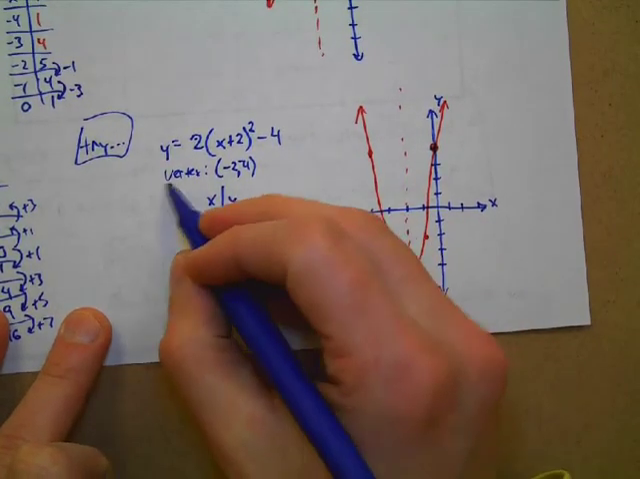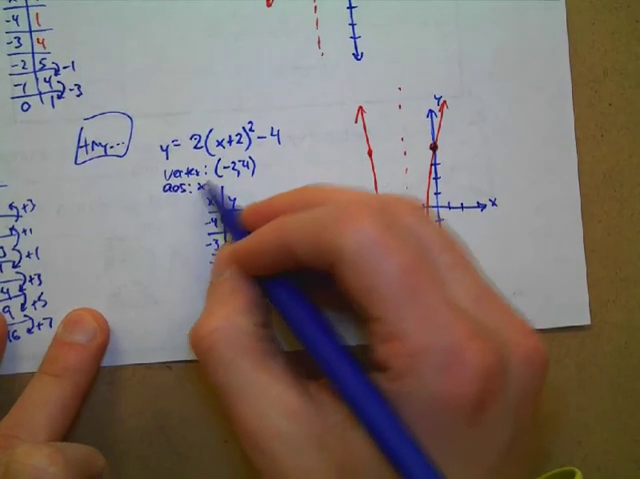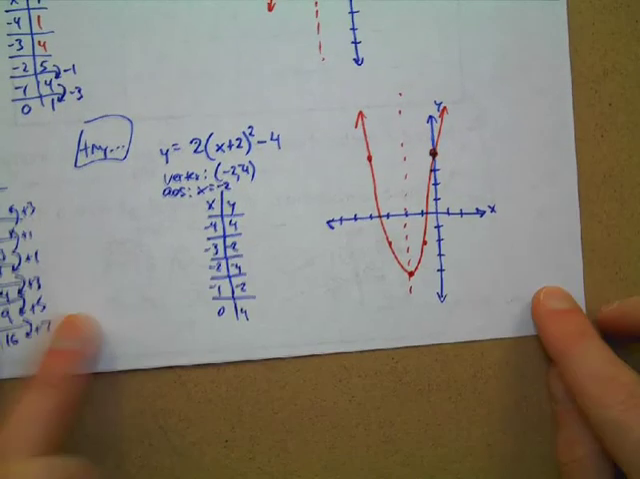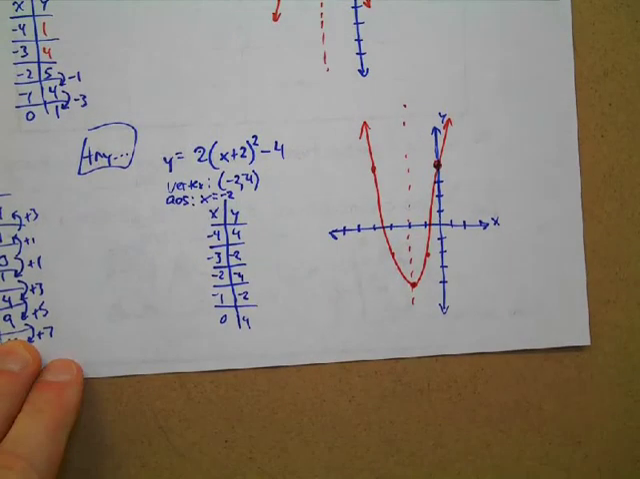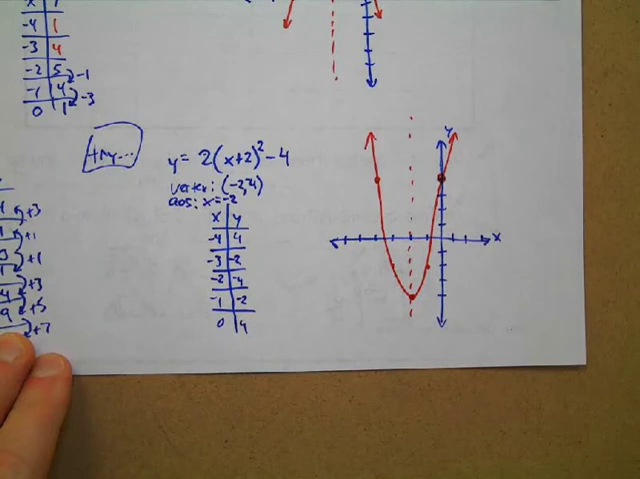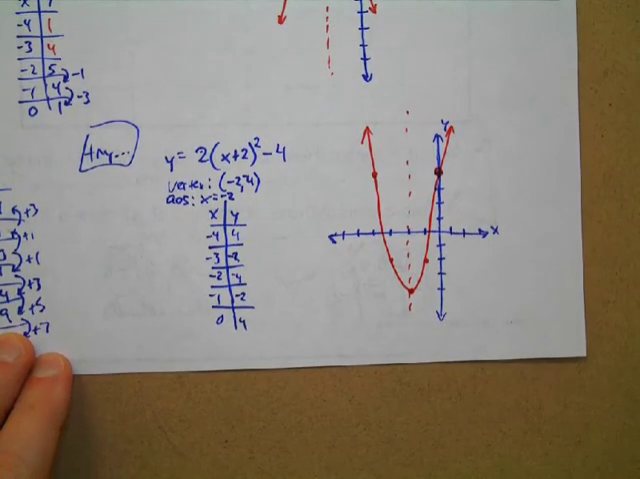Okay. There's your graph. Something like that. Okay. I didn't identify the axis of symmetry. I guess I could squeeze that in here somewhere. Let's see. AOS, x equals -2. Right.